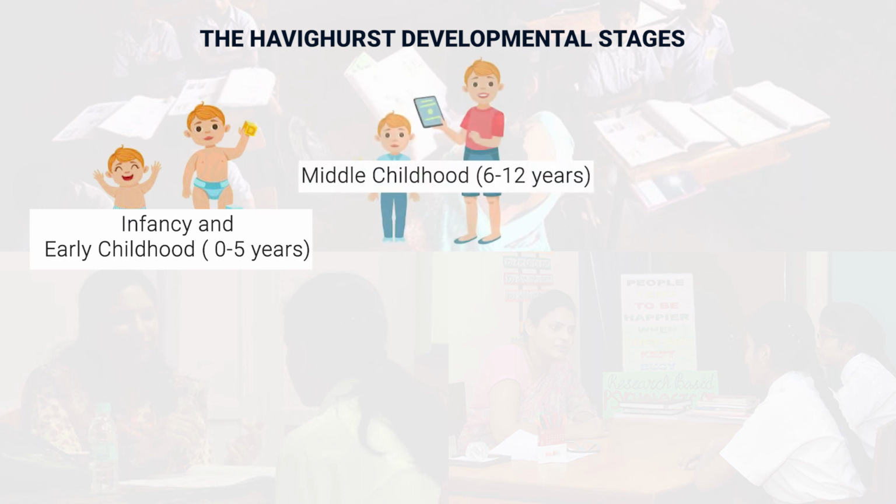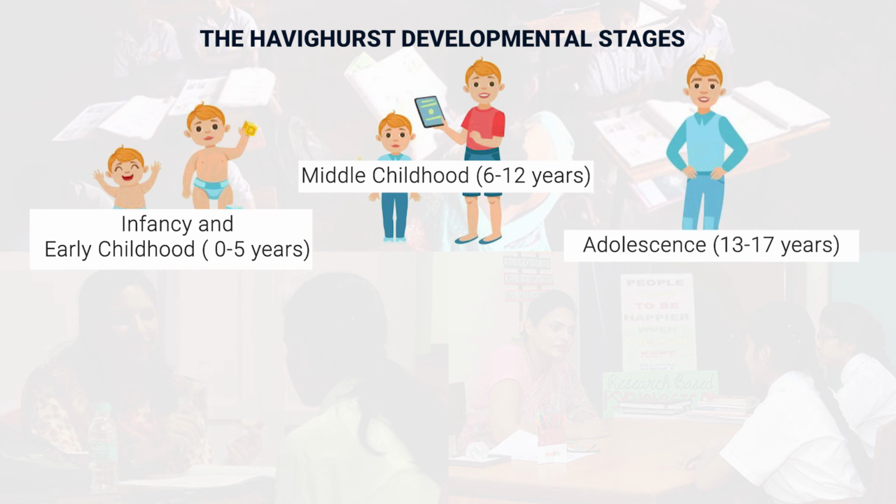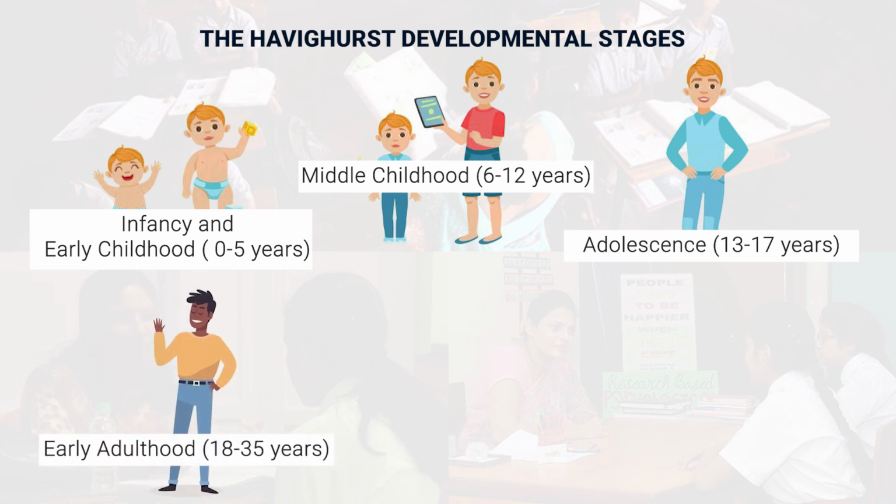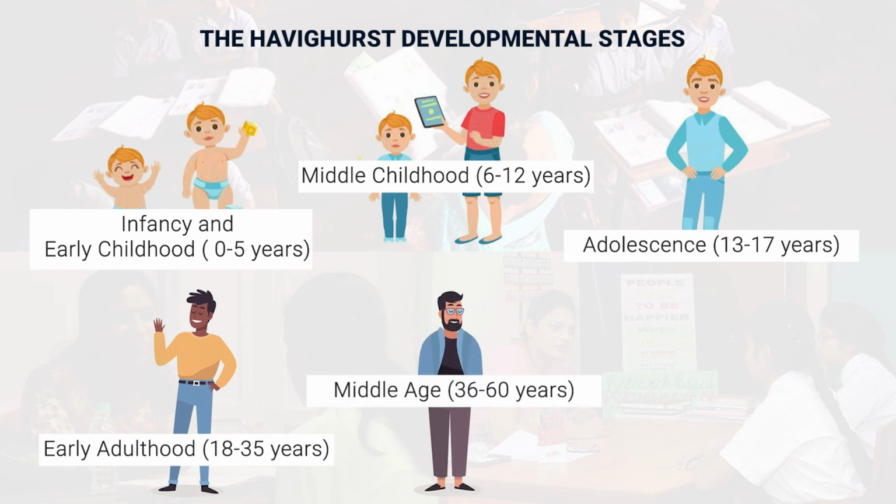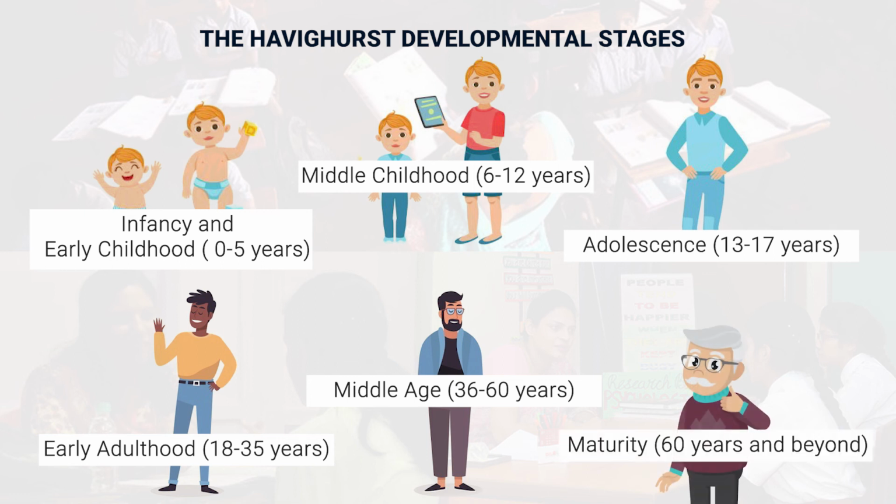The second stage is middle childhood, starting from the 6th year and extending up to the 12th year. Third stage is adolescence, starting from the 13th year of an individual and going up to the 17th year. And then the fourth is early adulthood, starting at about 18 years and going up to 35 years. And then middle age from 36 to 60 years. And then maturity from 60 years and beyond.